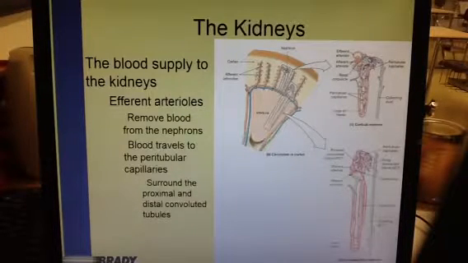Again, we're going to talk in a separate video about exactly what's happening in the nephron, how the blood is being filtered, and how it flows. But just like before, we're going from arterial to capillaries, but in this case, after the capillaries, the blood is removed by efferent arterioles.